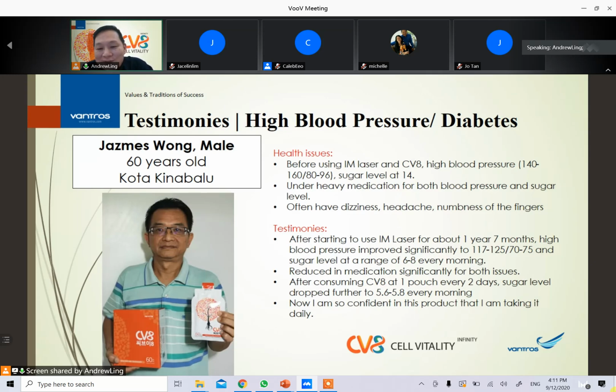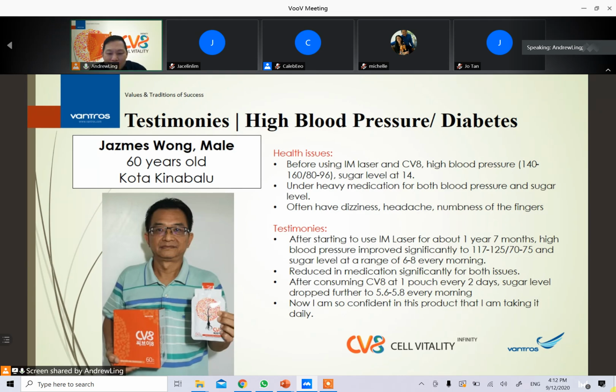After using the IM laser for about 1 year and 7 months, his high blood pressure actually improved significantly, to about 117 to 125 on the top and about 70 to 75 below. And his sugar level dropped to about 6 to 8 in the morning, checked regularly every morning. And because of the IM laser, he also reduced his medication for both issues.